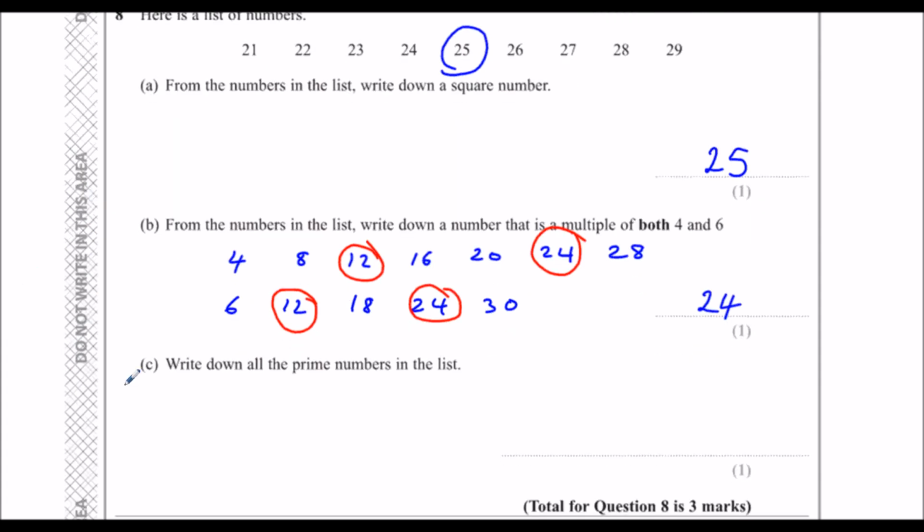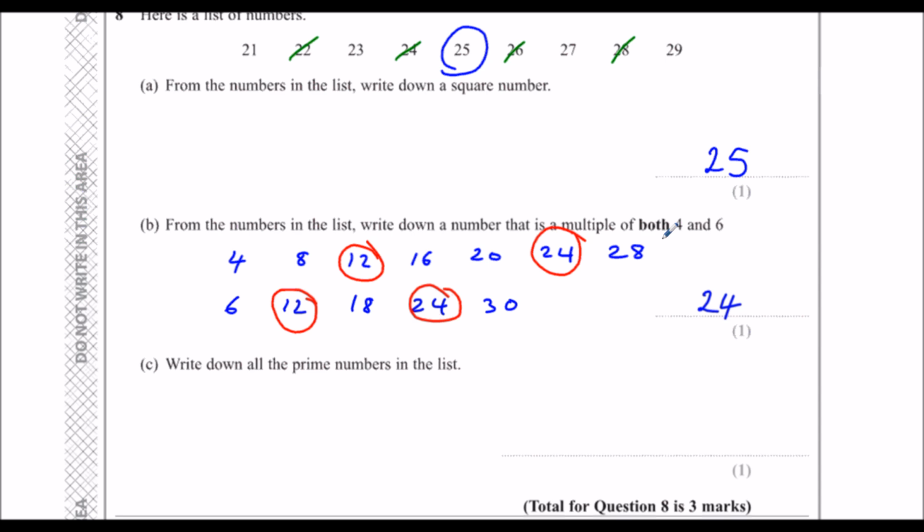Write down all of the prime numbers in the list. So a prime number is a number that only has 2 factors. It can only be divided by 1 and itself. So what should we do? Let's look at even numbers are all in the 2 times table. So we won't have any of them as prime numbers.